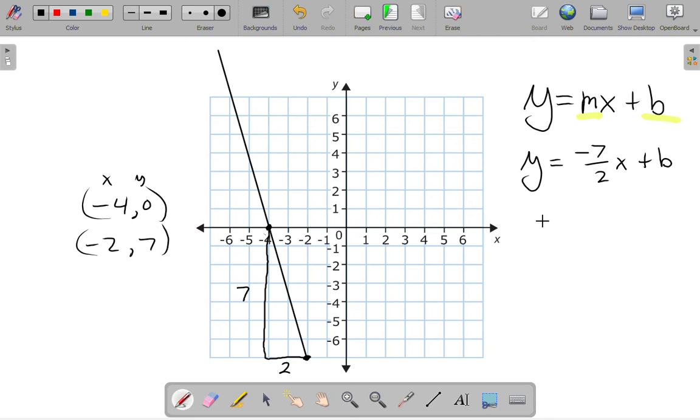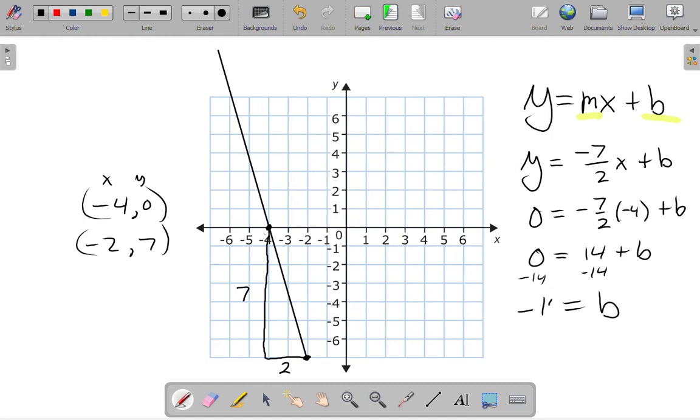So if I use the first one, 0 equals -7/2 times -4 plus b. 0 equals, all right, -7/2 times -4 is positive 28/2, positive 14. I subtract 14 from both sides, and I get b equals -14. So I need to take that back.